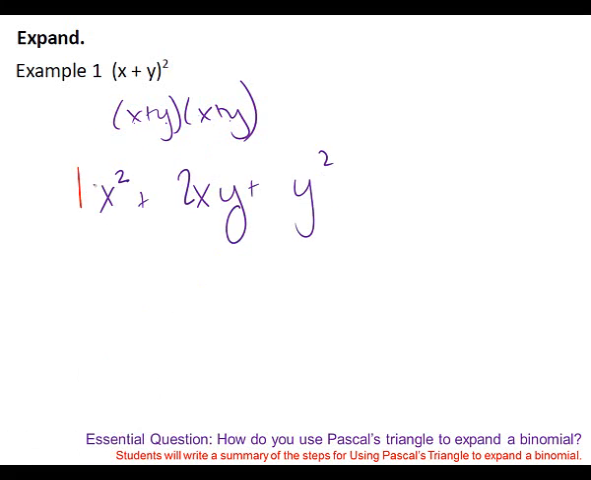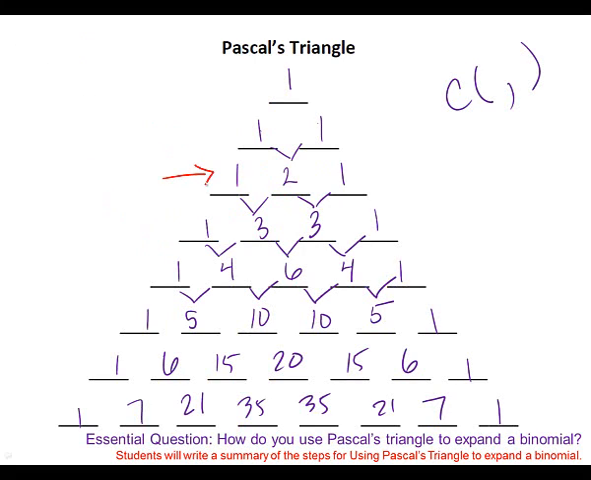is these coefficients. 1, 2, 1. Look in Pascal's triangle right there. What do you notice about that row? It's the same thing. So we can use the coefficients of Pascal's triangle to expand a binomial. These will become the coefficients. Now we're going to make it more complicated than just writing those in there. We're going to throw the advanced math twist on it in a few minutes.